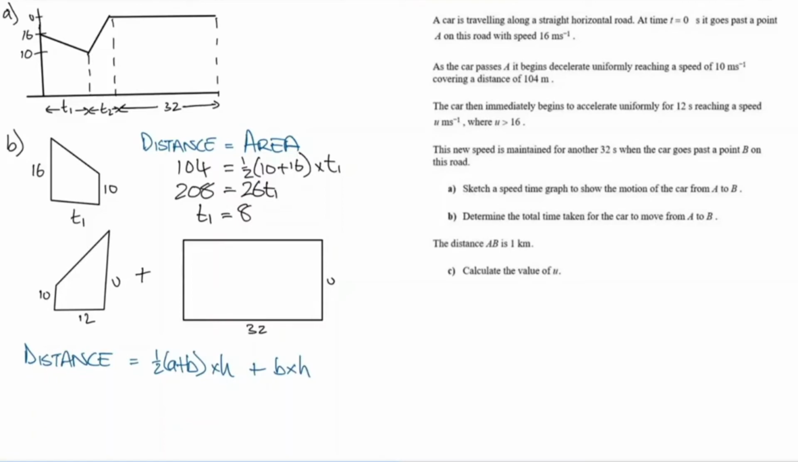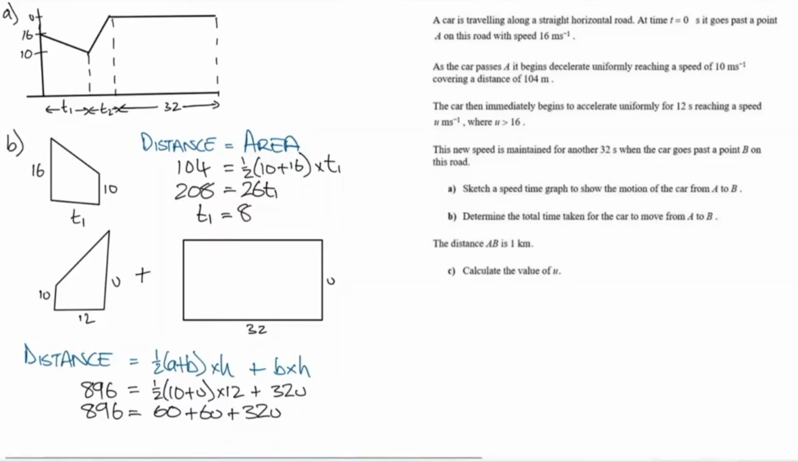Substitute what we know. 1000 minus 104 is 896. And that should be half multiplied by the parallel sides added, that's 10 plus u, multiplied by the 12. And on this side, we get 32u. Okay, we really have an equation with one unknown, the unknown u value. So let's go ahead and expand the brackets, multiply out, and that should help us to simplify. Rearranging, we get 38u equals 836, and that leaves us with u equals 22.